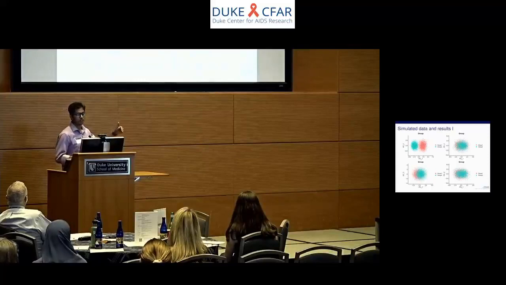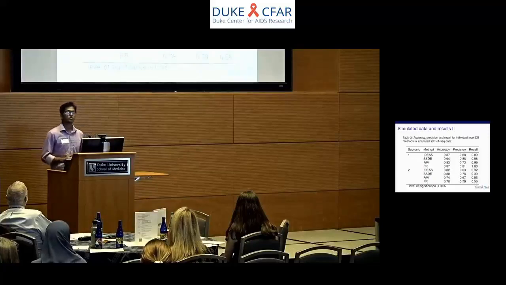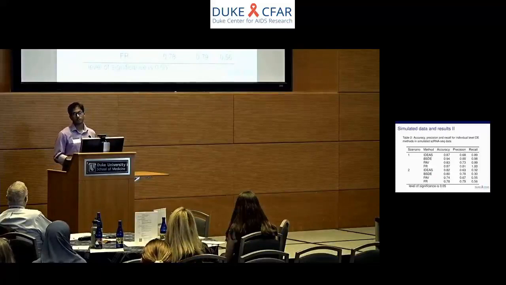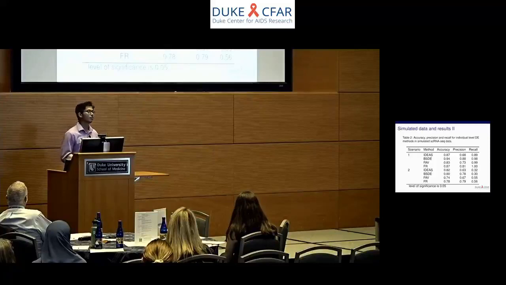Scenario 1, the top panel, is less complicated for identifying the differentially expressed genes, but scenario 2 is more complicated. Table 2 shows the accuracy, precision, and recall for these 4 methods in the simulation study I did in these 2 scenarios. They are comparable. Our 2 new methods, Fréchet analysis of variance and Fréchet regression, have similar results, and on some criteria, for example recall, they have better results. For the hypothesis tests in the simulation study, I used a 5% level of significance.